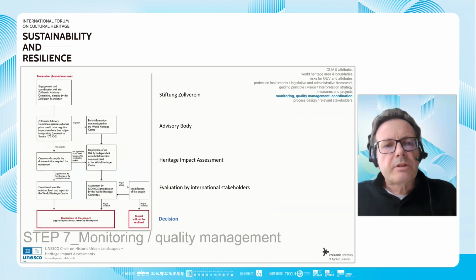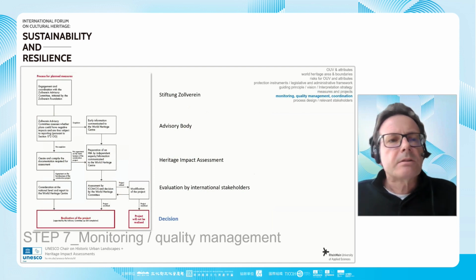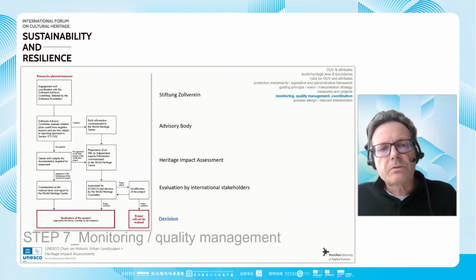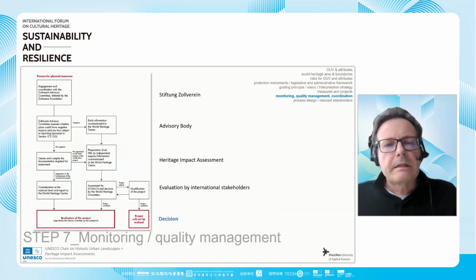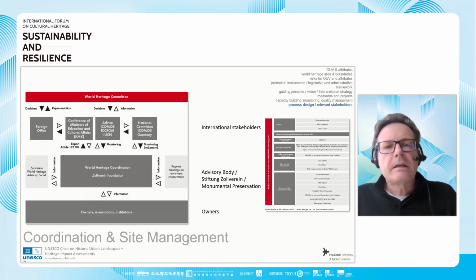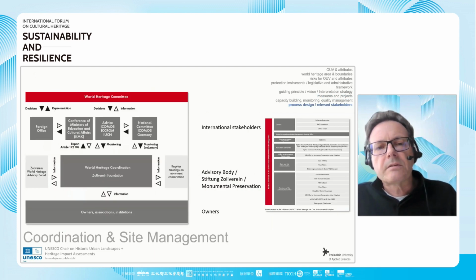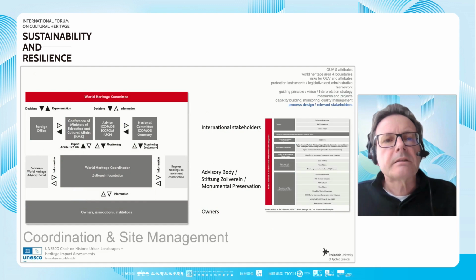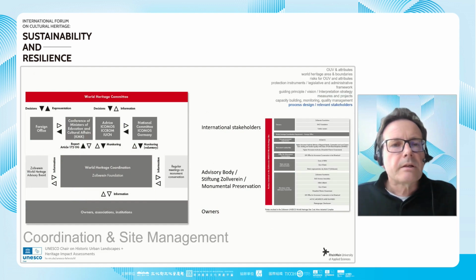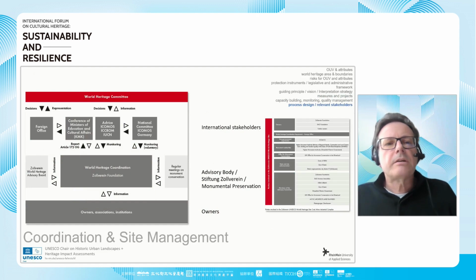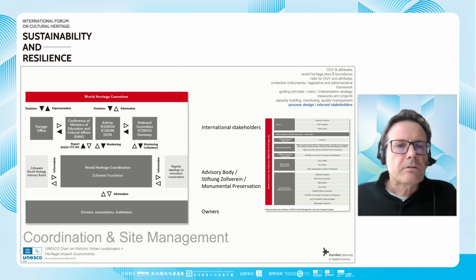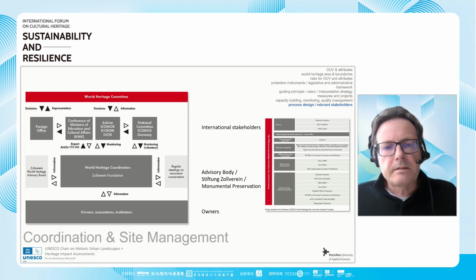Quality management and monitoring also matter. So we defined a clear process how the site could be monitored in the future, and how the quality management could take place in the future. And also the coordination on the site was analyzed by us. It was turned into a clear organigram so that every stakeholder could find himself or herself in this management process in the future.